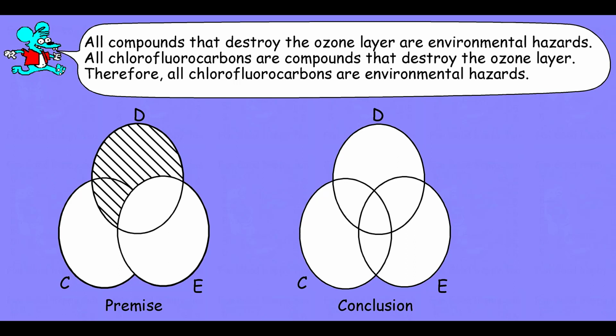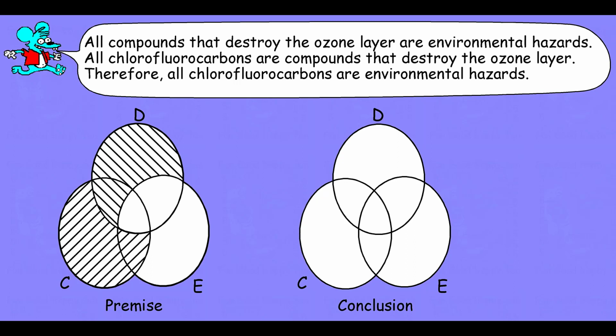All chlorofluorocarbons are compounds that destroy the ozone layer. Again, I'm being a good Boolean, and so I say, look, I don't know if there are any C's, and I don't know if there are any D's. But what I do know is, if there are any C's, they would have to be in the D area. So the area of C that is outside of D would have to be empty if this premise is in fact true. So I shade those areas, all the areas in C outside of D, and now I've satisfied what minimally has to be true under the Boolean interpretation for that universal affirmative premise to be true.